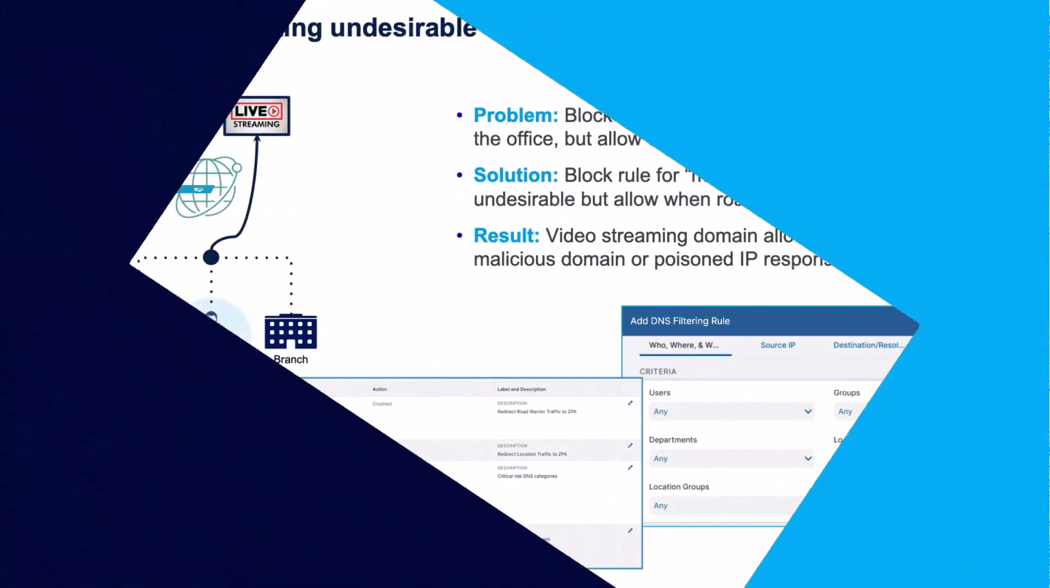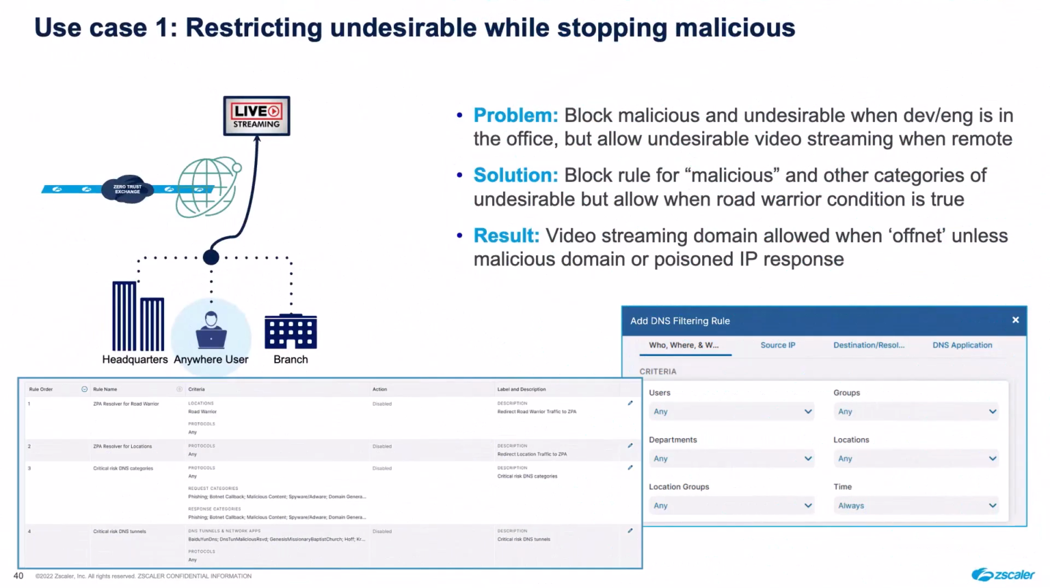Let's look at some of the popular use cases on how DNS is configured. The most common one is that most customers want to block malicious and undesirable content for some of the users when they are sitting in the office, but they want to allow video streaming when they are at home. As you can see in the policy at the bottom, the requested categories is malicious content and resolved categories. Both request and resolved categories of malicious content are always blocked.